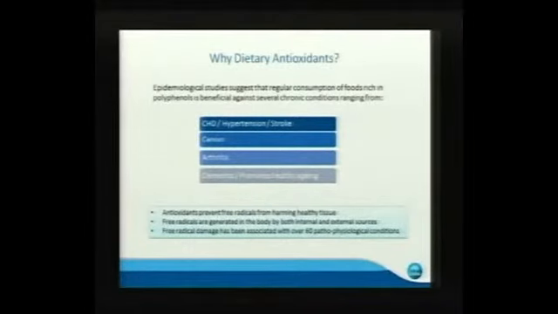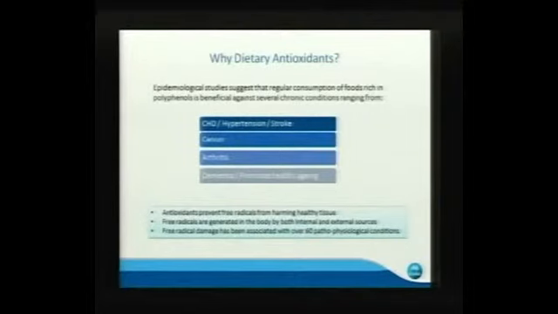We know from epidemiological data as well as more recent trials that consumption of foods rich in antioxidants is beneficial against several chronic disease states. They include cardiovascular disease, cancer, arthritis, as well as cognitive impairment. Antioxidants prevent free radical generation. Free radicals, as we have heard, are generated both internally in the body and from external sources. Free radicals are not totally bad. We need them for normal homeostasis and to ward off pathogens and disease states.